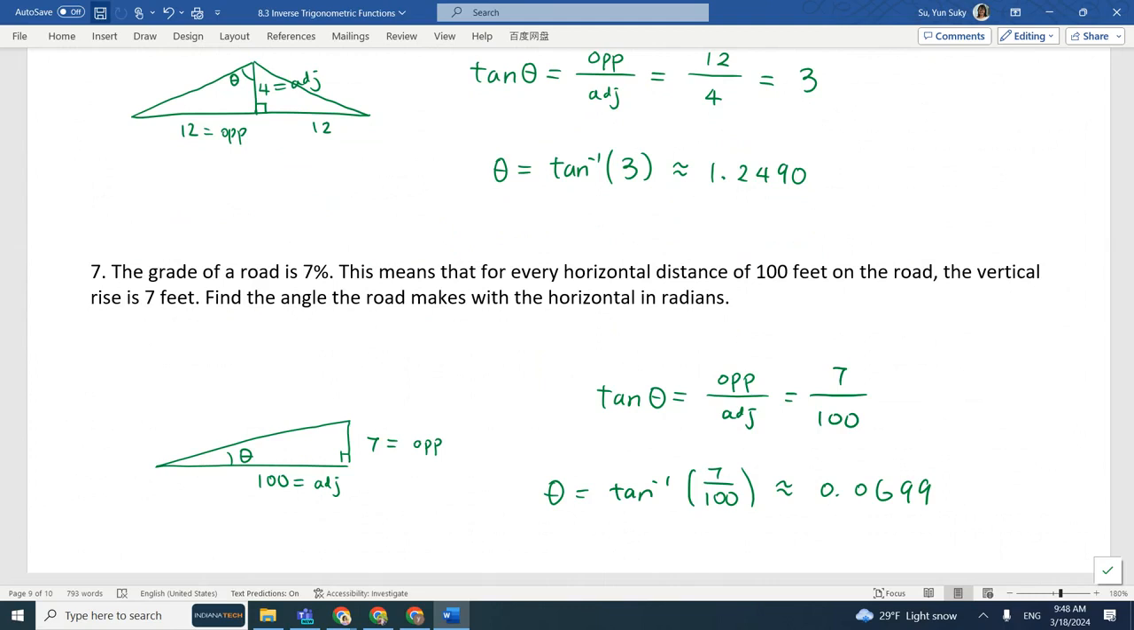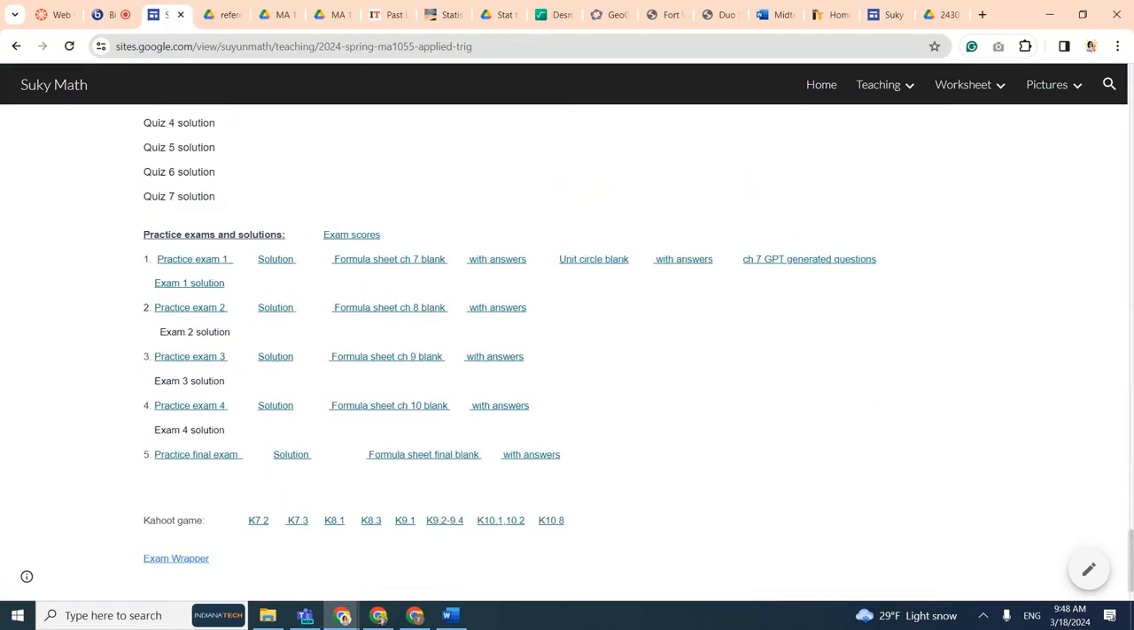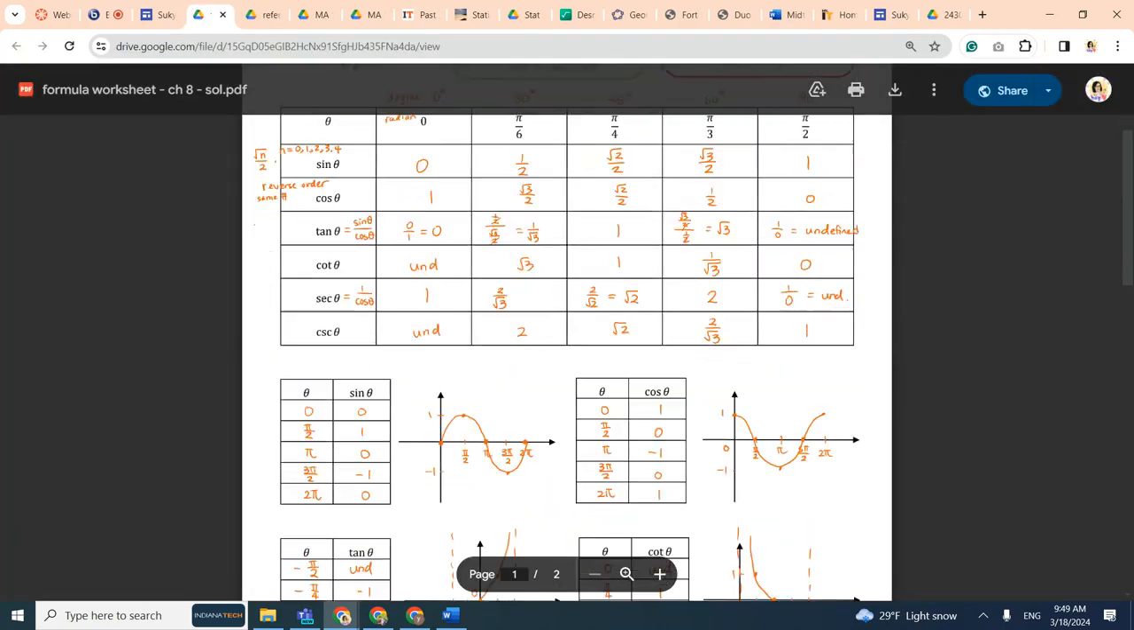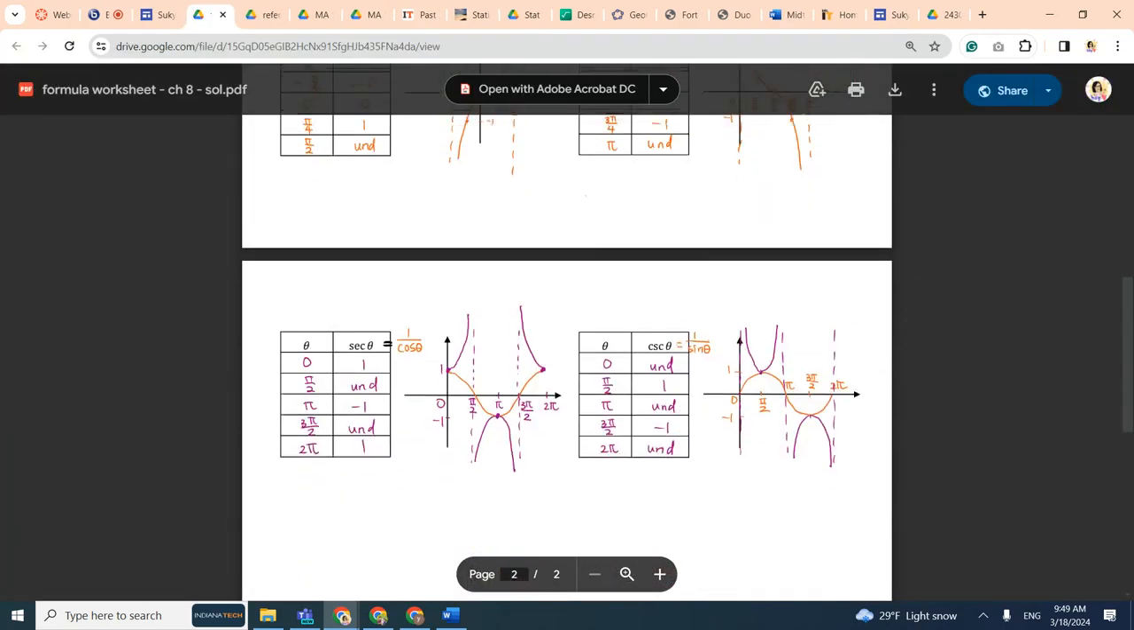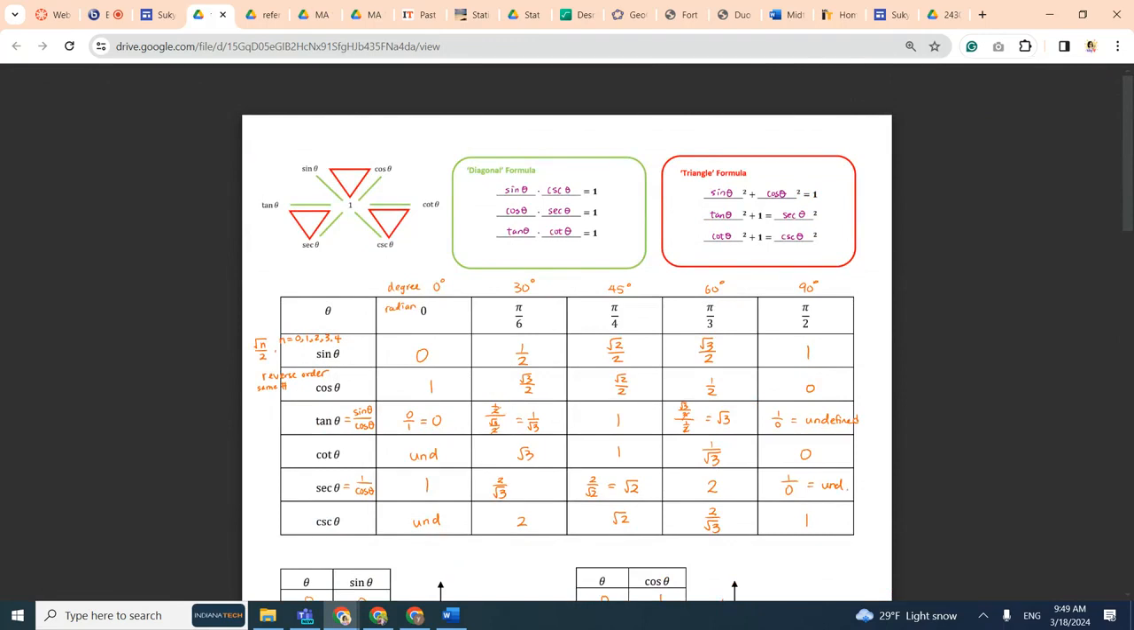You need answers for those? Oh, it's on the website. So it's on the website, this is the practice exam 2 solution, and this is the answer on the website. Make sure you're familiar with the formula sheets. If you haven't filled those out in class, come to my office and fill it out.